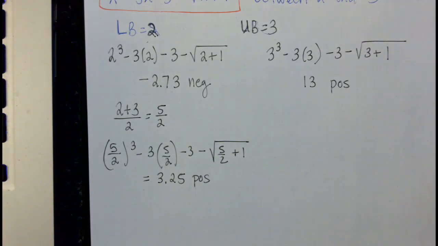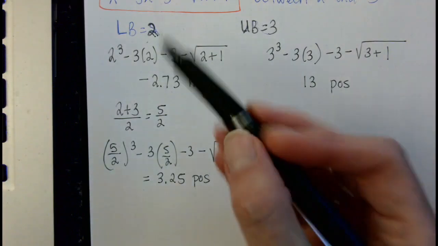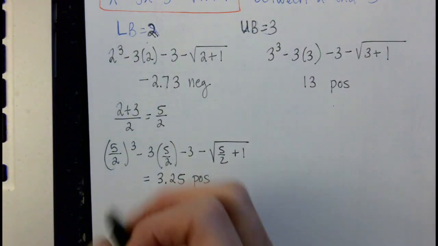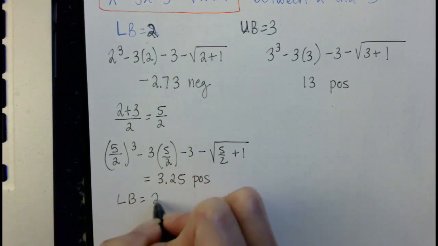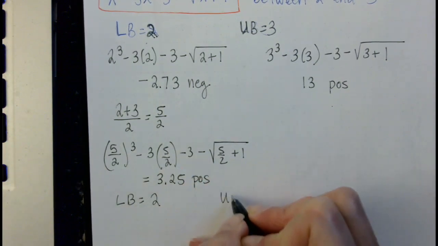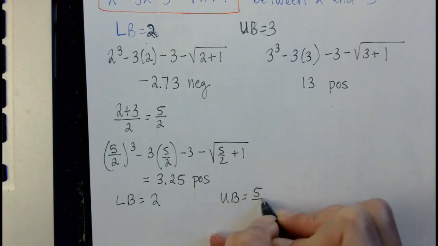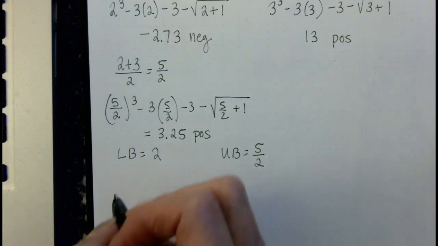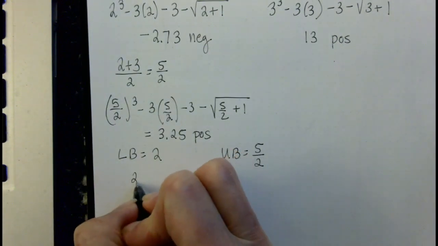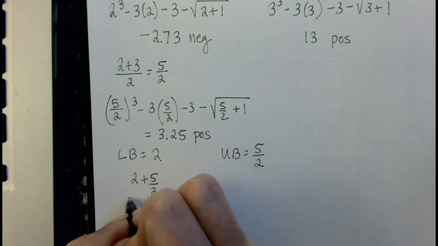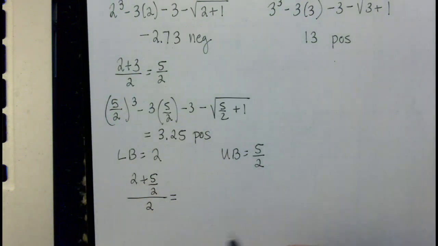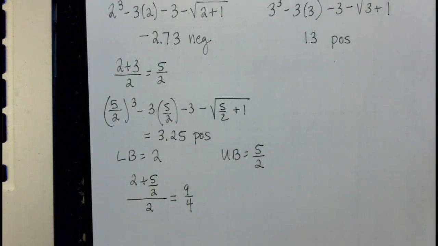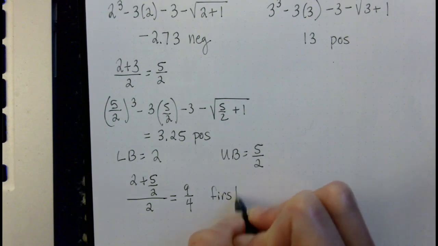And now what's going to happen, remember, the lower bound is linked to negative, the upper bound is linked to the positive, so our lower bound is going to remain the same. But our upper bound now is going to become 5 halves. And once we know that, we can find our first iteration, because we're going to take 2 plus 5/2 divided by 2. And we end up with 9/4 when we type that in. And again, that is our first iteration.